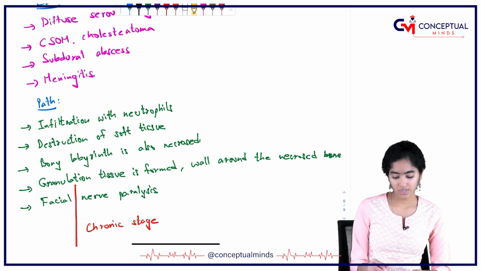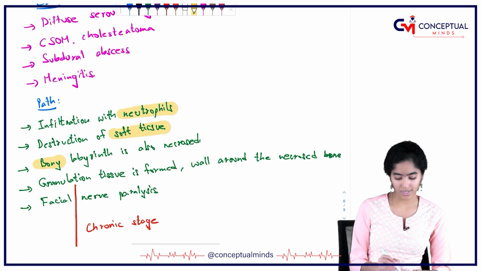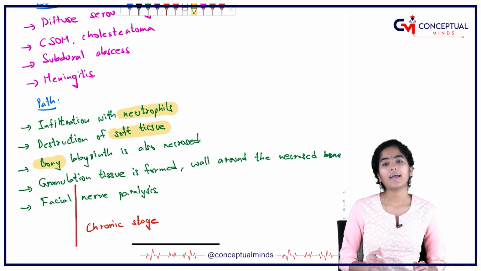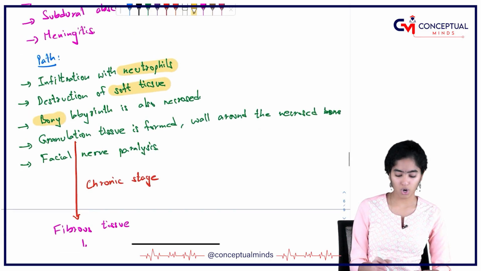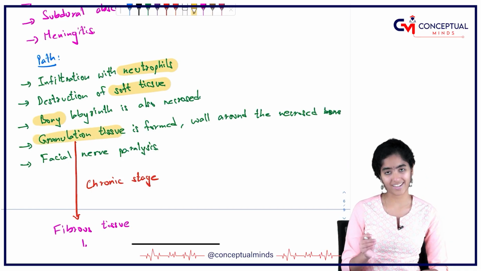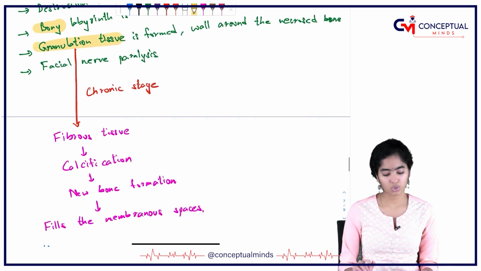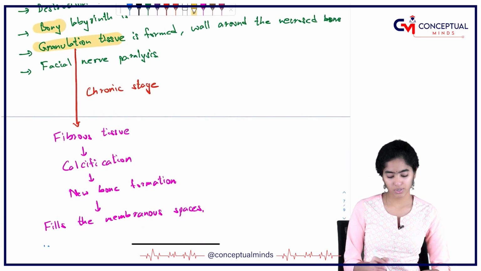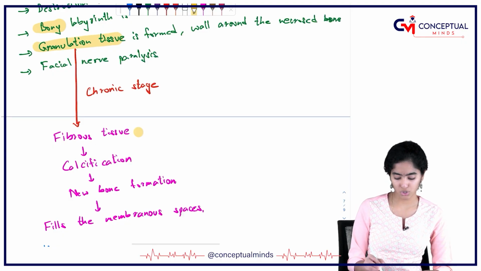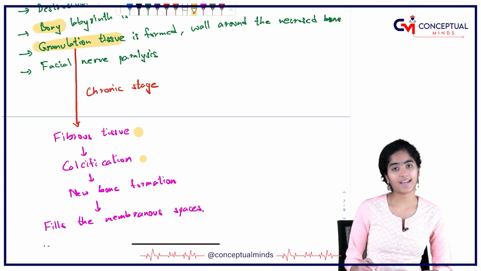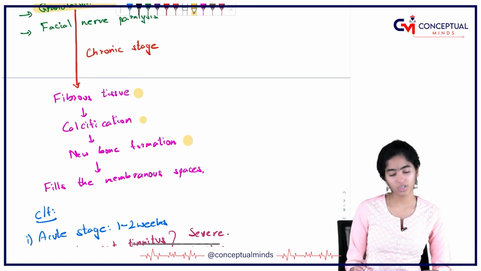In pathophysiology, we see infiltration with neutrophils, destruction of soft tissue followed by destruction of bony labyrinth. And then a granulation tissue is formed around the bony necrosed parts. And facial nerve paralysis could also occur. In the chronic stages later on, what happens is this granulation tissue is replaced by fibrous tissue which is later calcified and a new bone formation occurs.